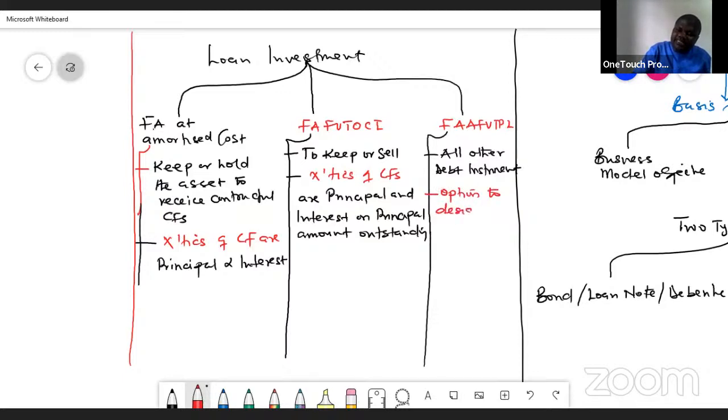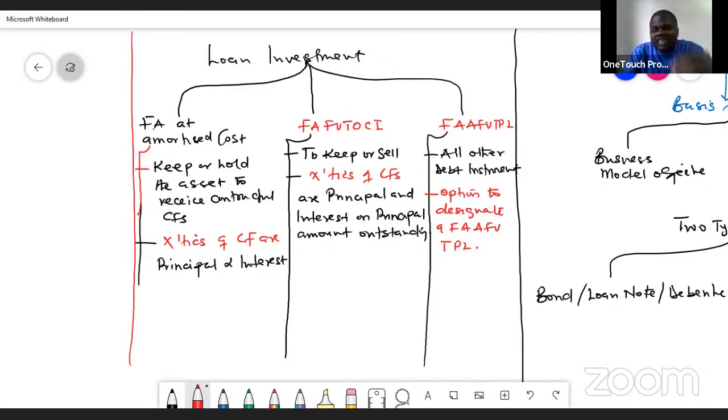to designate a financial asset at fair value through profit or loss. So the standard says that on initial recognition, the entity may, by an irrevocable election, opt to designate a financial asset at fair value through profit or loss, if doing so eliminates or reduces a measurement inconsistency, also known as accounting mismatch.